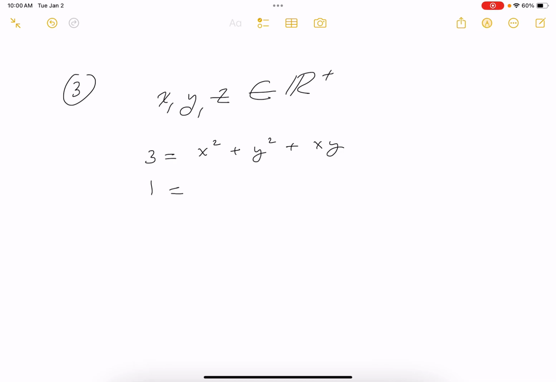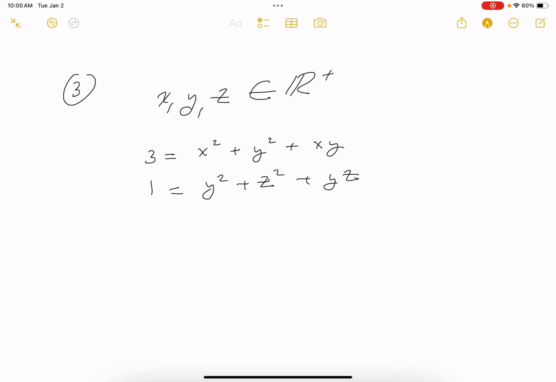I consider this to be a tough question. So x, y, and z are going to be positive real numbers. They satisfy 3 equations, by the way. You get 3 equals x squared, I'm going to write it a little bit differently, plus y squared plus xy. I'll write that number 1 down, and the number 1 is, let's see, y squared plus z squared plus yz.